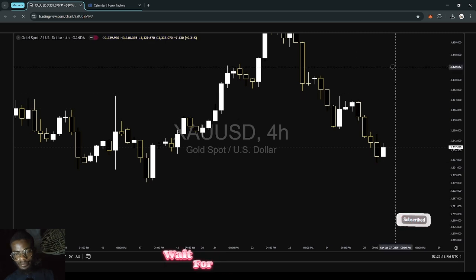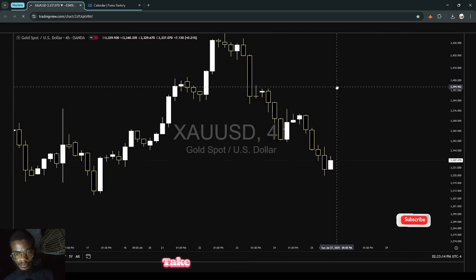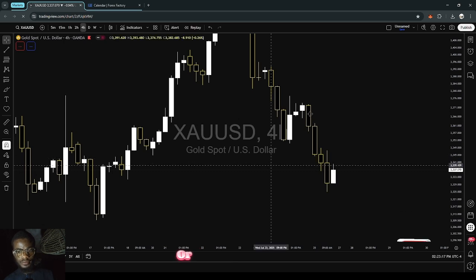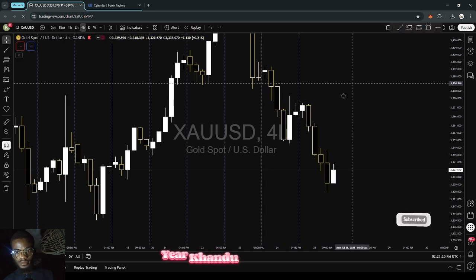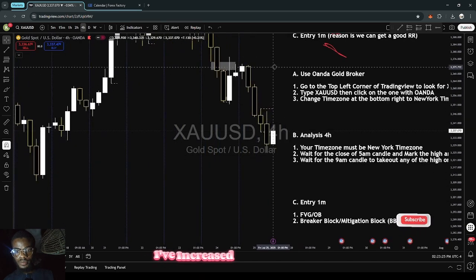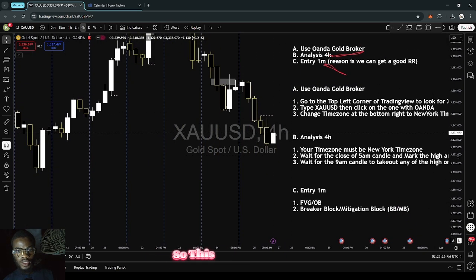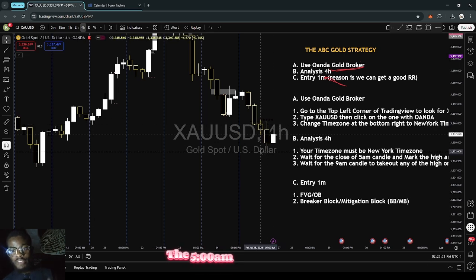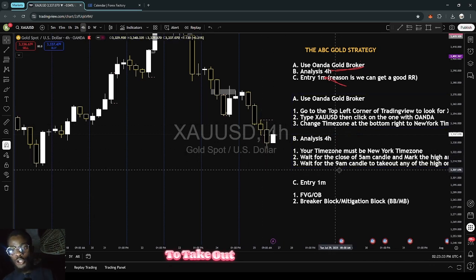So you have to wait for the 9 a.m. candle to take out the high or the low of the 5 a.m. candle. So let me write it. Okay, I've increased it so you can see. So this is the 9 a.m. candle, which is the next candle after the 5 a.m. So it has to take out the high or the low.